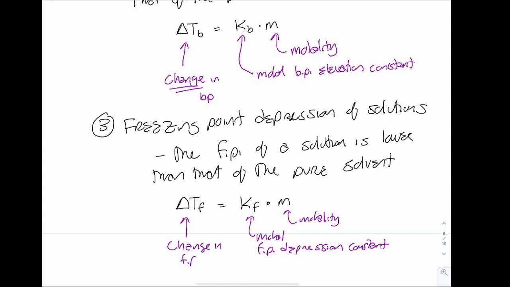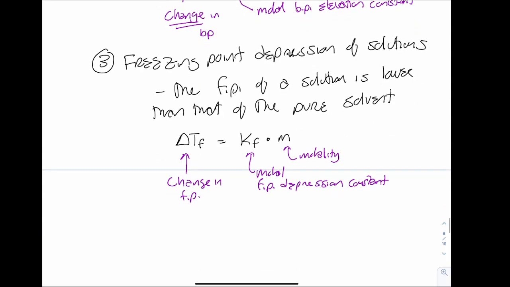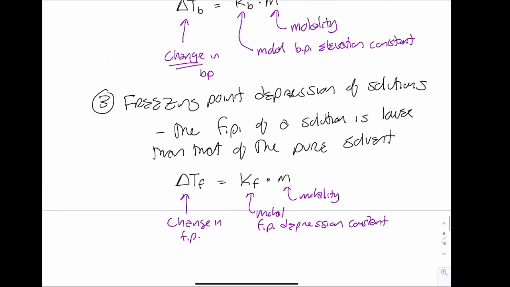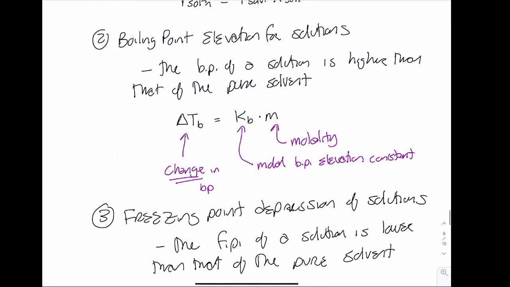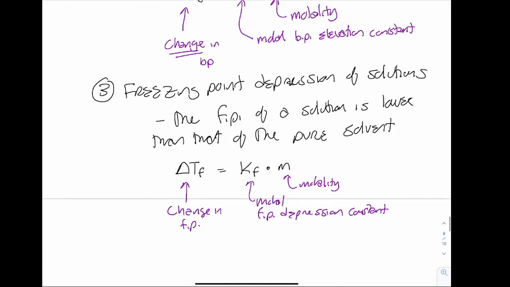We will do an example, but once we solve for that change, then we need to subtract it from the original freezing point. When we are solving for the change for boiling point, we need to add it, right? My boiling point is elevated, it's higher, so we add it. My freezing point is depressed, so we're going to subtract that change.